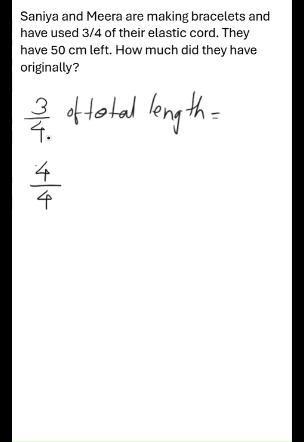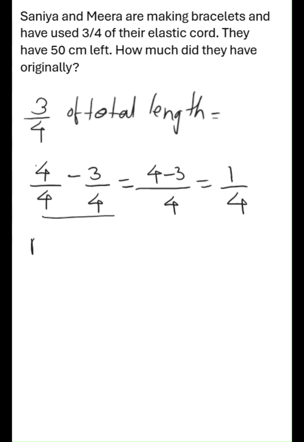Now they have used 3 by 4 of the total length, so the remaining will be 4 by 4 minus the used amount. So we have to subtract 3 by 4 from 4 by 4. Here the denominator is the same, so we can directly write 4 minus 3 by 4, and we get 1 by 4. So the remaining length will be 1 by 4 of the total elastic cord.